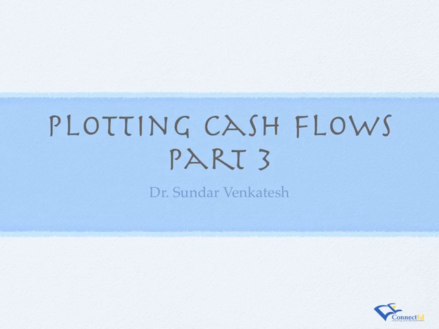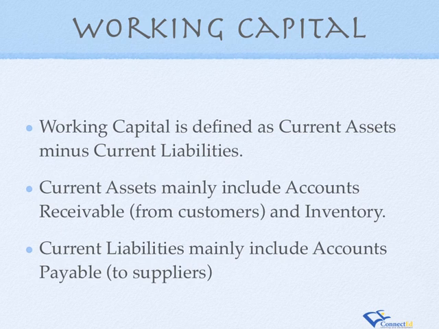In this chapter, we will talk about the effect of working capital on cash flows. Remember that we are trying to convert profits into cash flows. Now, working capital is defined as current assets minus current liabilities. Current assets mainly include accounts receivable, that is, money due from customers, and inventory, and current liabilities mainly include accounts payable, that means money due to suppliers.